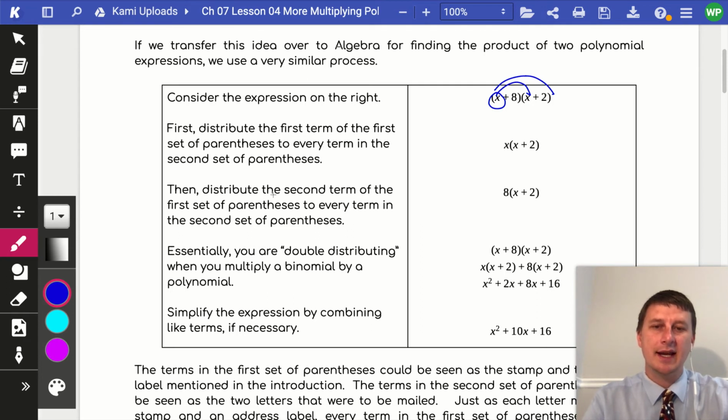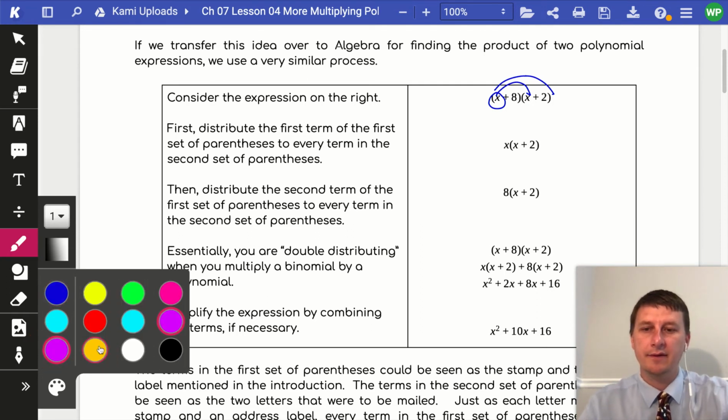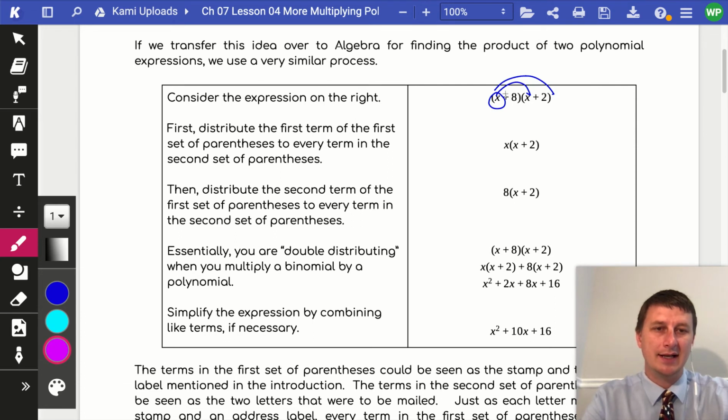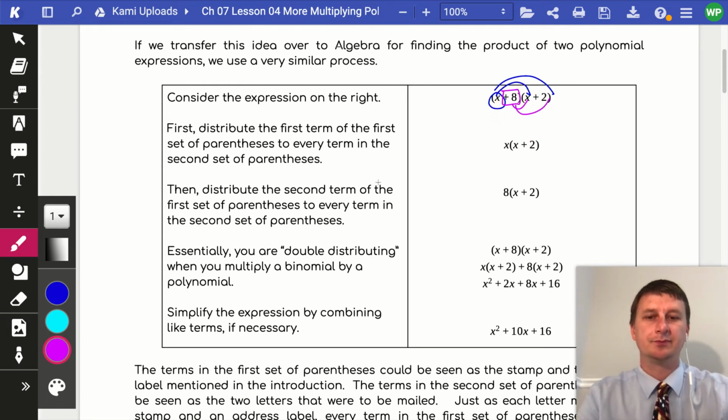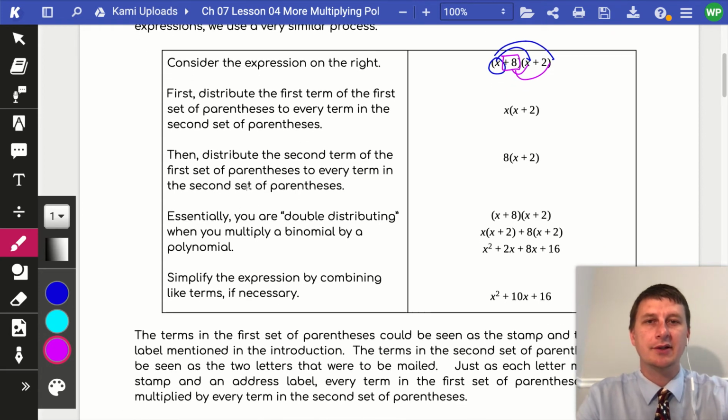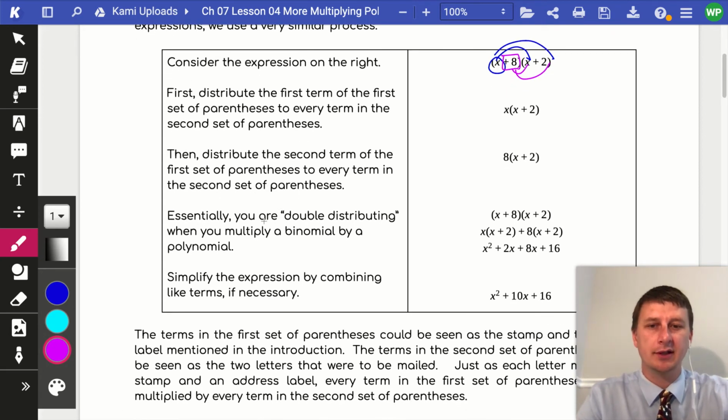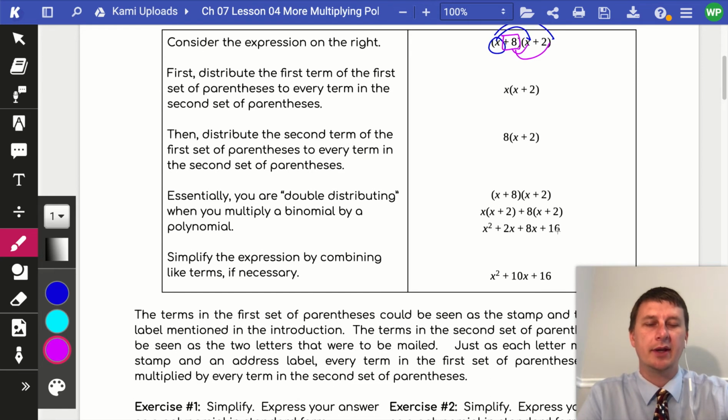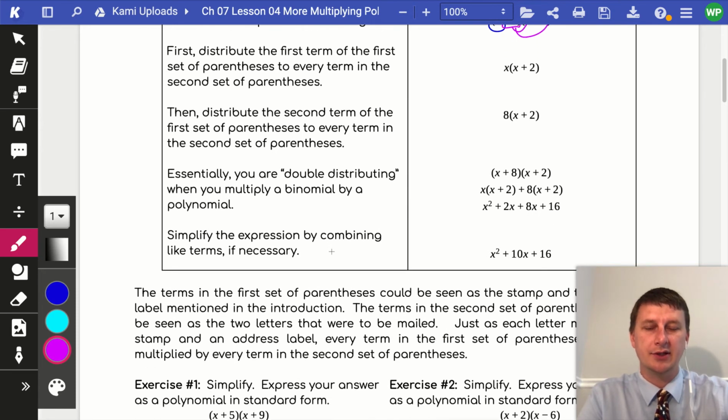Then distribute the second term of the first set of parentheses, which is a positive 8, to every term in the second set of parentheses. So we look like that. And that's why it says 8 times x plus 2. So essentially, you're not distributing, you're double distributing when you multiply a binomial by a polynomial. And what that looks like all in one step is, we have x times x plus 2 plus 8 times x plus 2, and we get our final simplification.